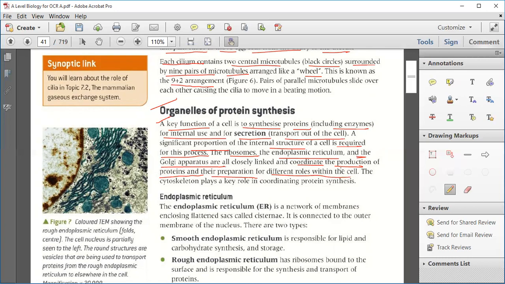Is that clear? Ribosomes, the endoplasmic reticulum and the Golgi apparatus are closely linked together and coordinate the production of proteins and preparation for different roles within the cell. The cytoskeleton plays a key role in coordinating protein synthesis. So whatever the protein synthesis is, the cytoskeleton is playing a key role in this.